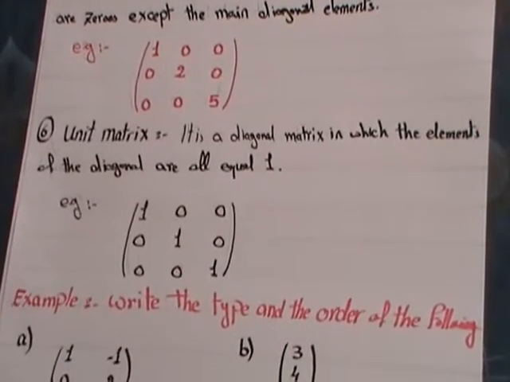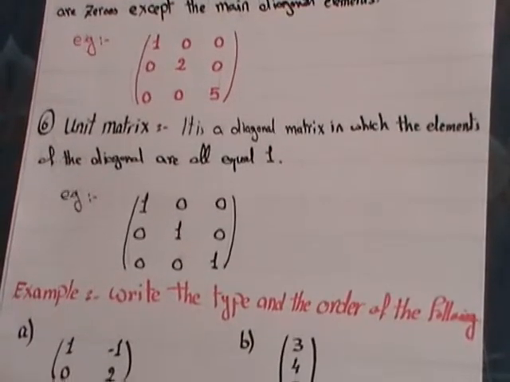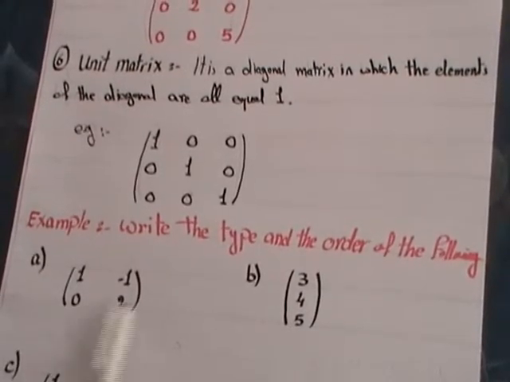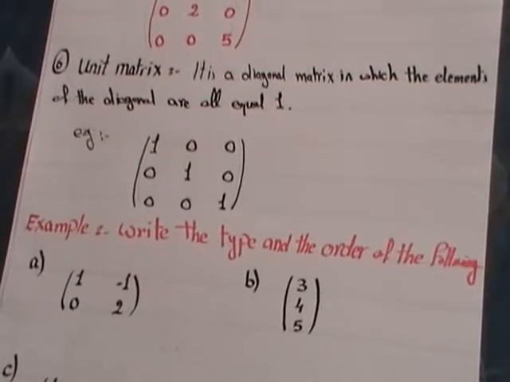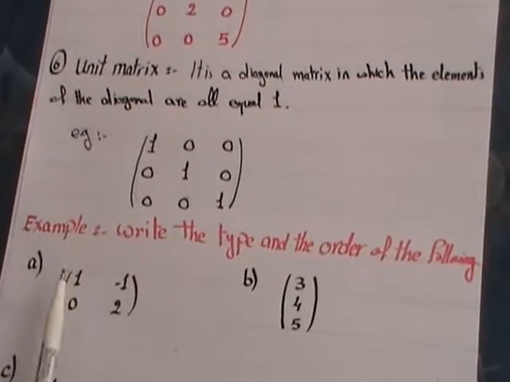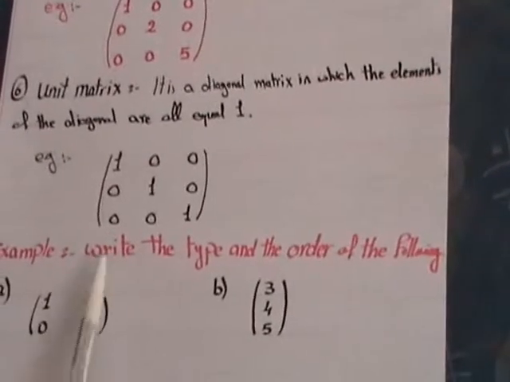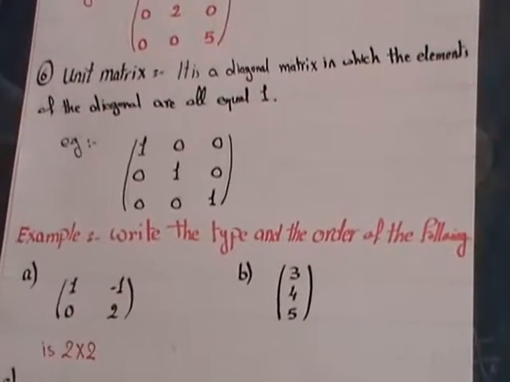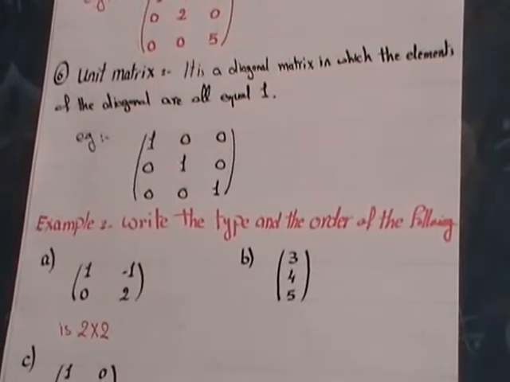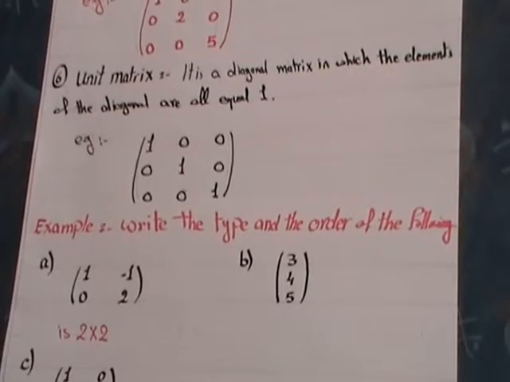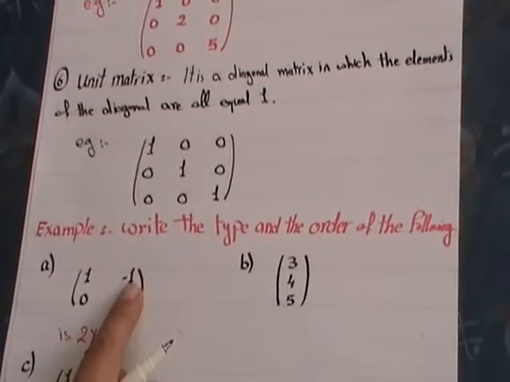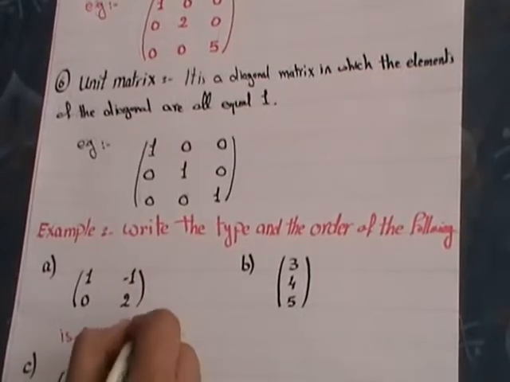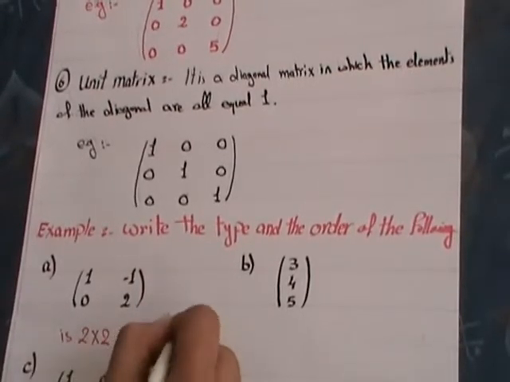Now we're going to an example. Write the type and the order of the following. We start with the order. Here in this matrix, how many rows do we have? 1, 2. How many columns? 1, 2. So this matrix is 2 times 2. And its type, we go to the elements. The first element is 1 in the first row, the second element is -1. In the second row, 0, and here 2. So it's called a square matrix.